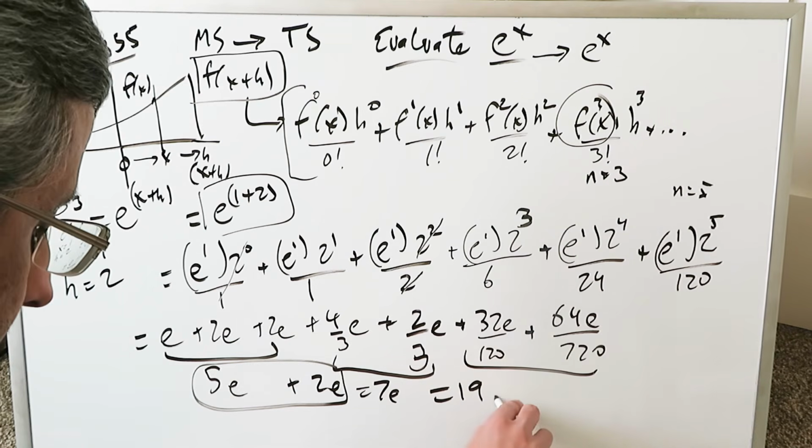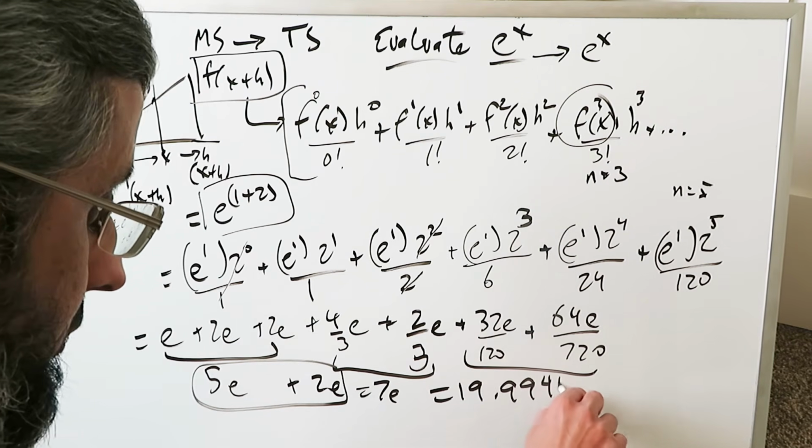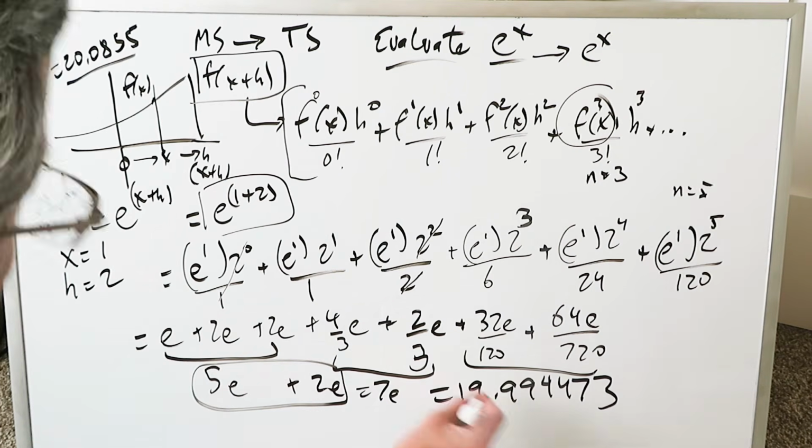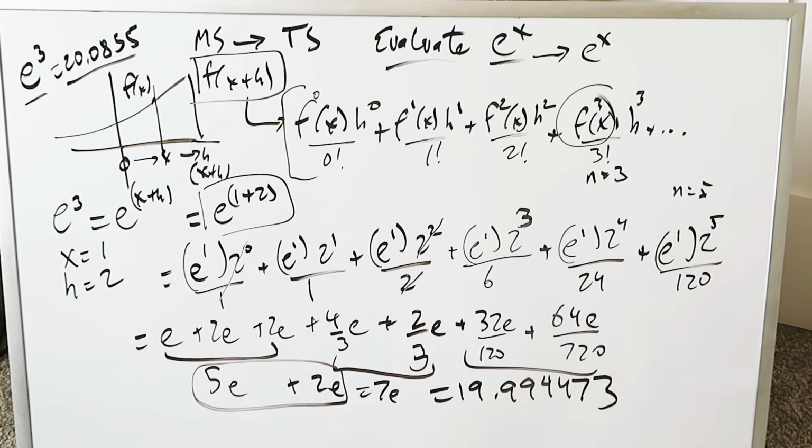Let's bring it out and let's put it here. I'm getting 19.994473. If I go up to n equals a bunch of higher numbers, I'll get this value creeping up towards 20. Right now, I went up to n equals 6. Had I gone up to n equals 4, I would be further down. My margin of error will be worse. Let's calculate what the actual margin of error is.